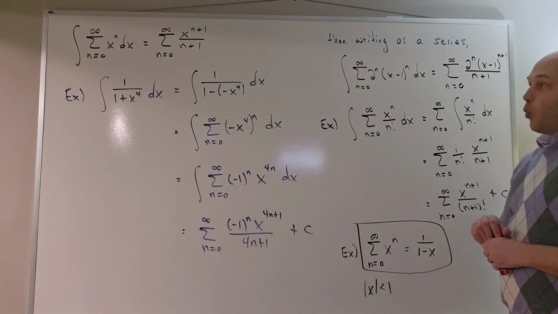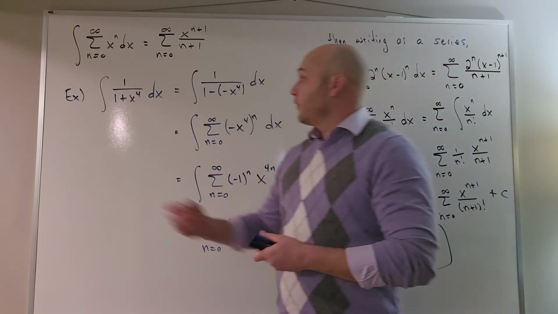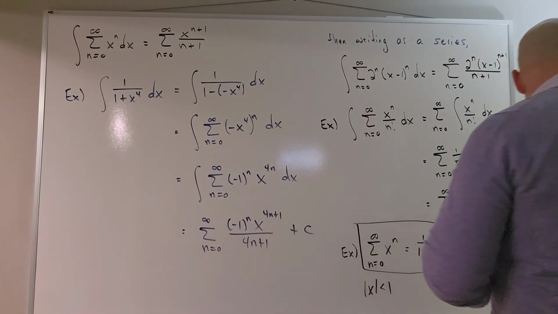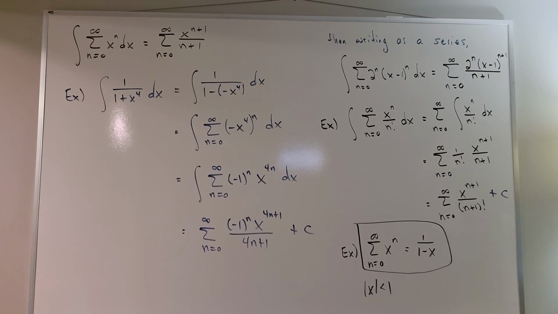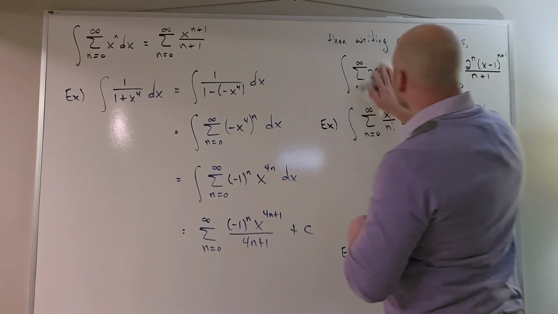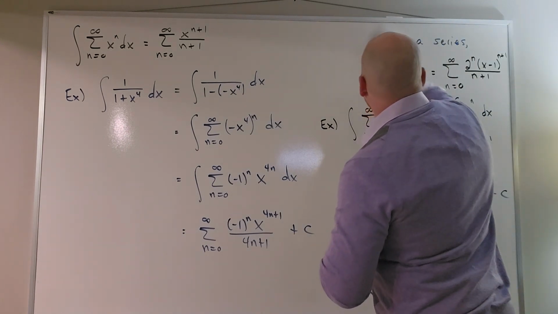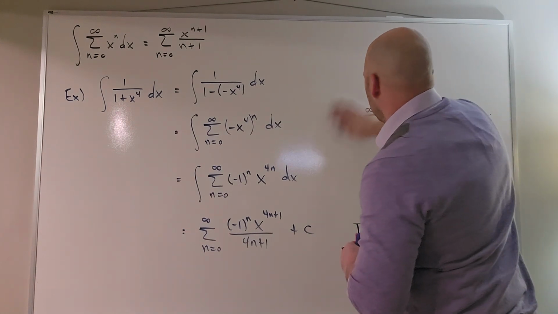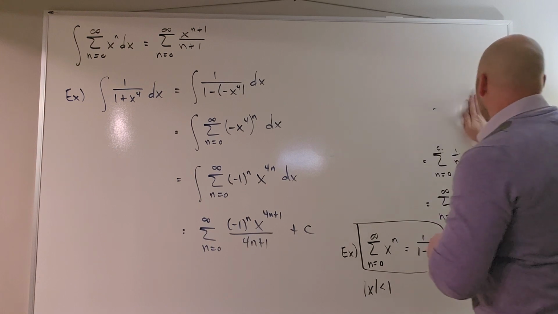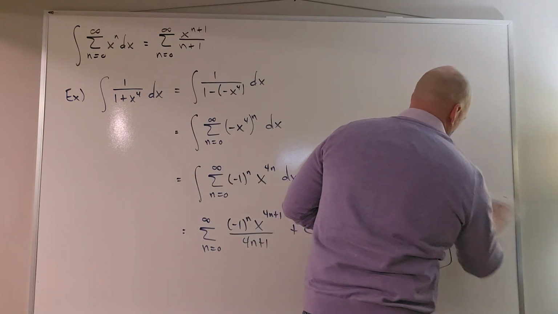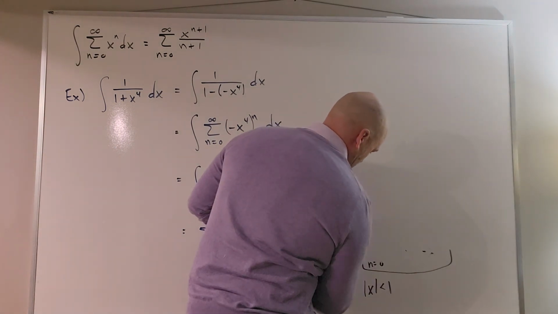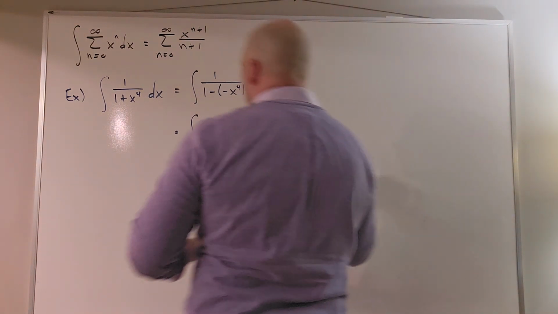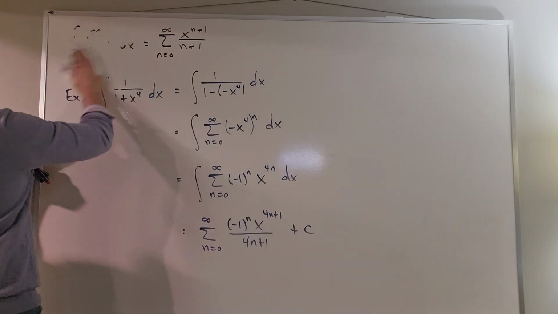I want to take a look at one definite example where we can actually find the exact value of it. We don't have to just approximate it, we can actually find the exact value. So let me go ahead and run through this next example. And let me clean up the whole board, actually.